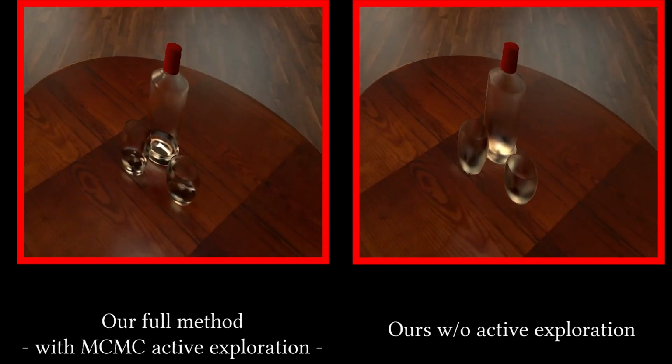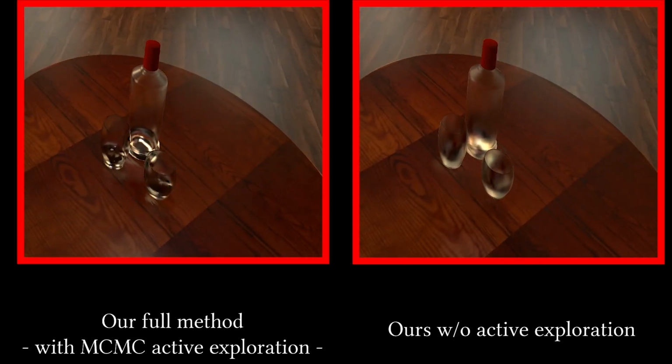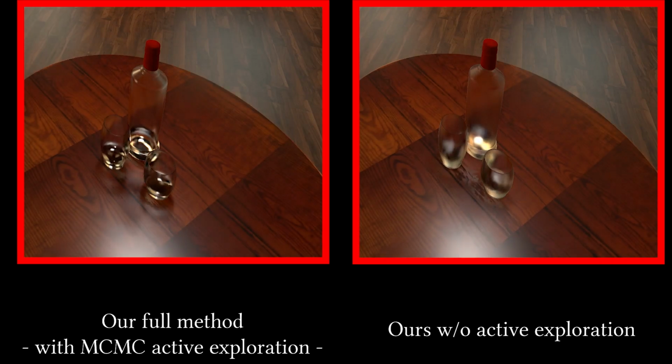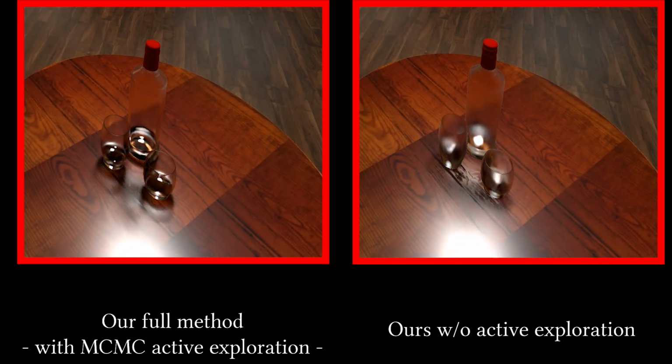For instance, observing the bottle on the table requires having the right combination of camera position and viewing direction, while observing the caustics also requires the right lighting conditions.